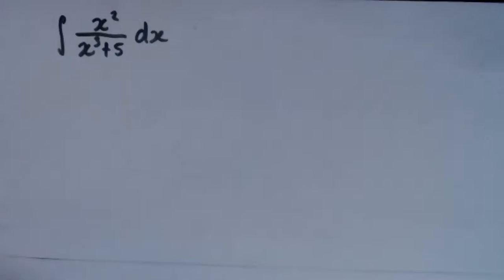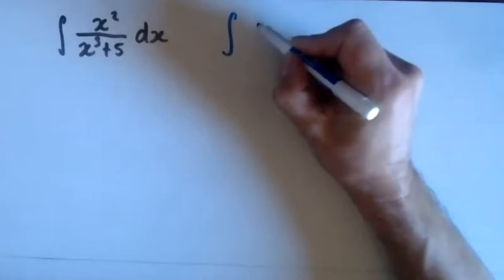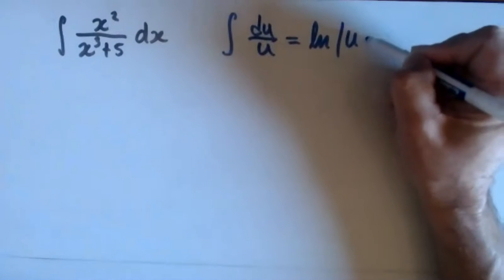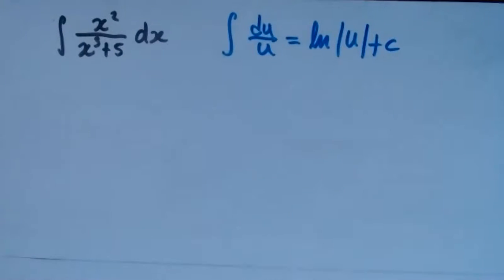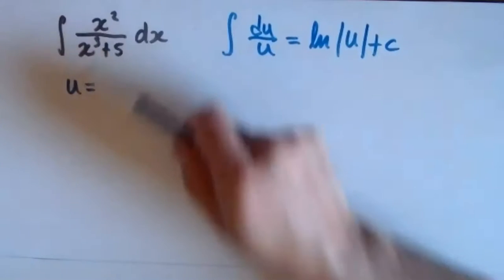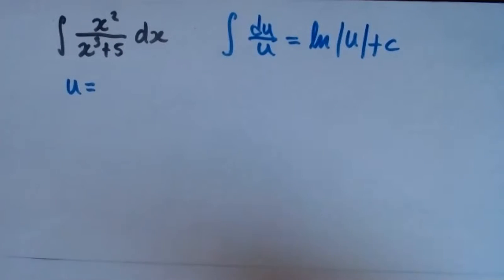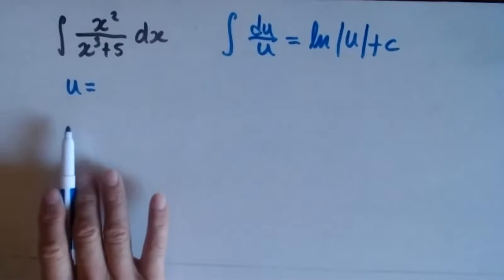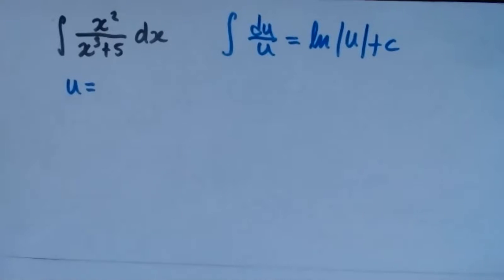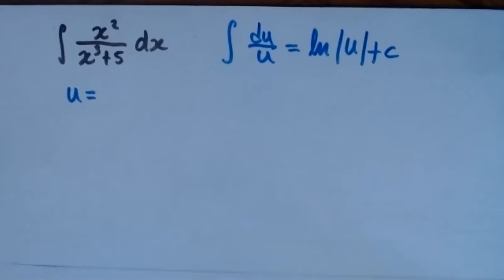So my formula to use is the integral of du over u equals ln u plus c. So that's the formula I have to apply, correct? This is my match. Now I'm going to match again. So I need to select the proper u. I have two choices, x squared and x cubed plus 5. And remember, you are going to have the du. So one of these two has to be the derivative of the other one. So with that also in mind, which one could be the u?